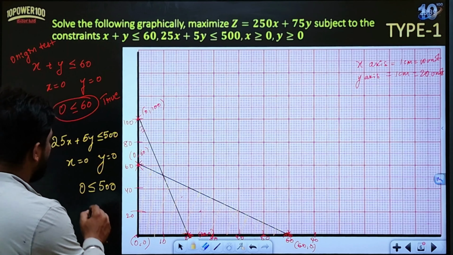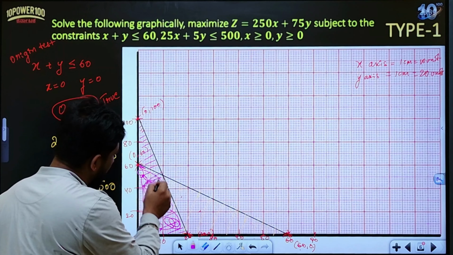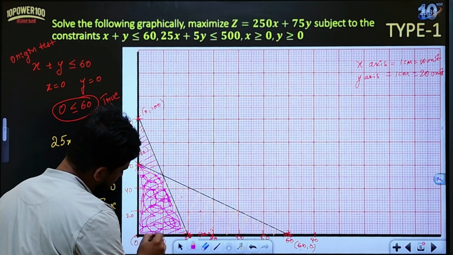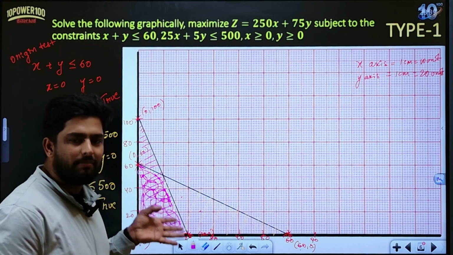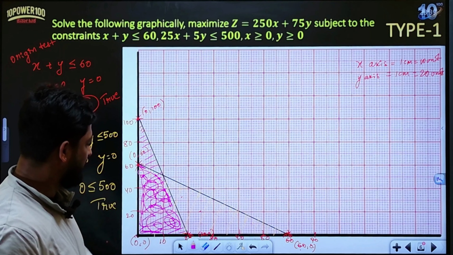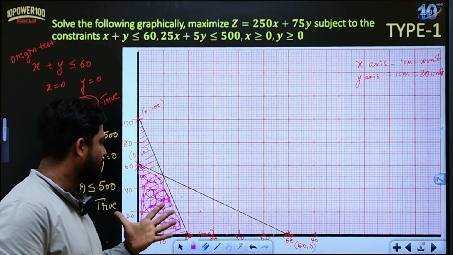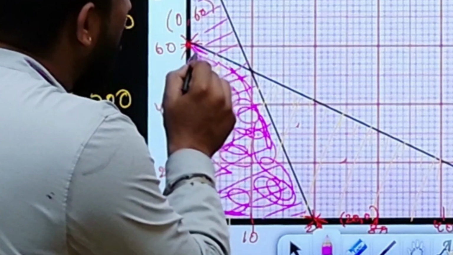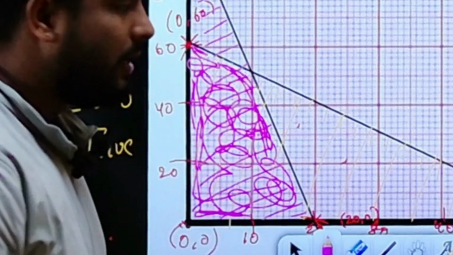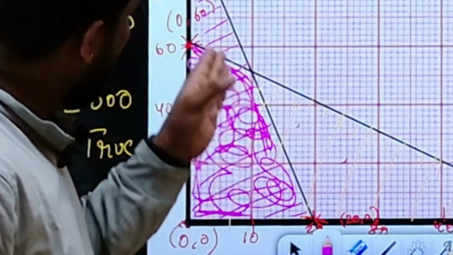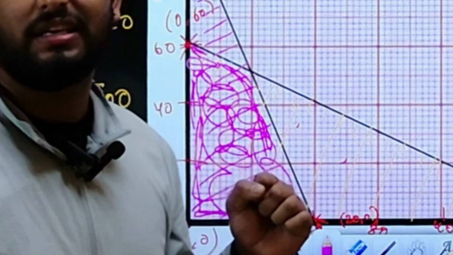Look at this region, children, whatever the region that I have marked. You have to shade it properly. Don't shade like how I have shaded. So this region is actually a common region for both of them, right? This also came in this way and this also came in this way. So this is our feasible region.